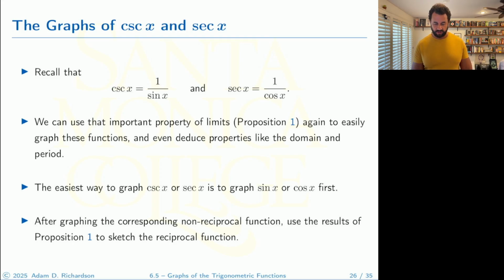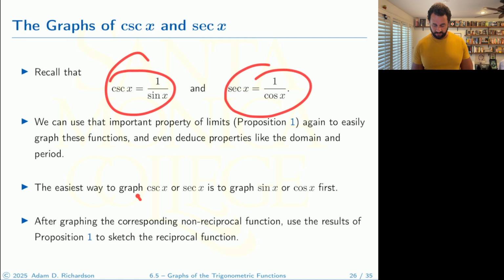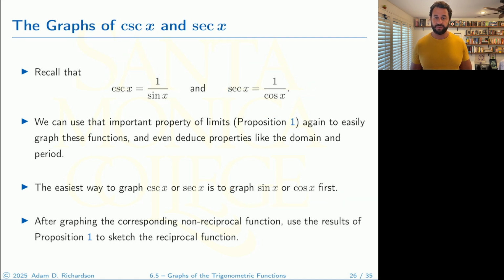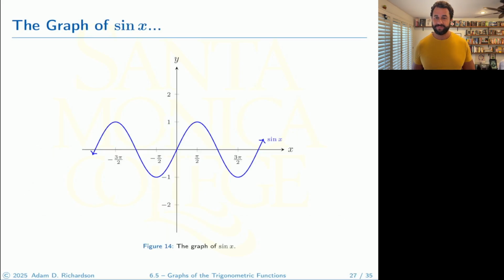So the easiest way to graph these graphs is to first graph sine or cosine first. So if you're asked to graph cosecant, pretend it's sine first, and then use that important property of limits to get the graph of cosecant. We're going to see that in just a minute here, but that's what I'm saying right here. Graph the non-reciprocal function, and then use that property to graph the reciprocal function. So here we go. This is the fun part.